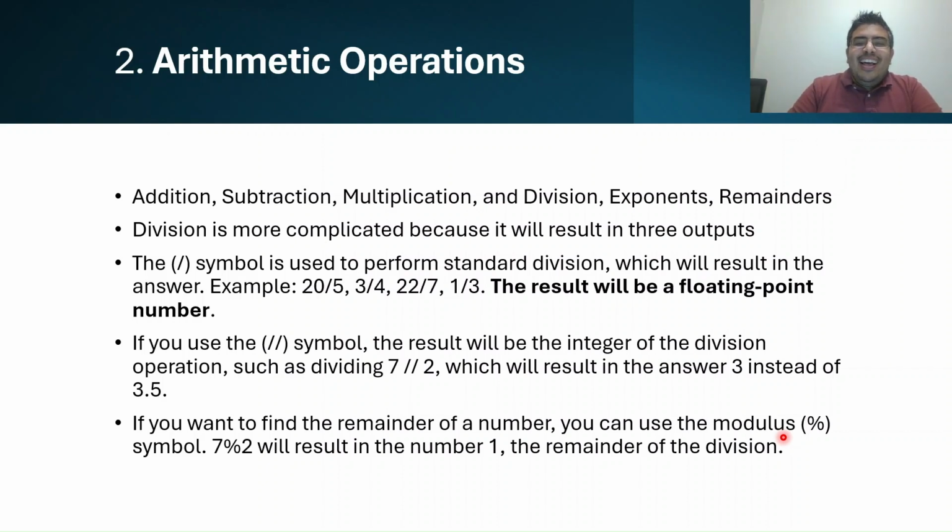Anyways, it results in the remainder. So in this case, 7 divided by 2. 7 doesn't divide evenly by 2. It's 6 plus a remainder of 1. So it's going to output the number 1 as the answer. It's going to output the remainder of that division. 7 divided by 2, the remainder is going to be 1. So that's what's going to be output if you plug this into Python.